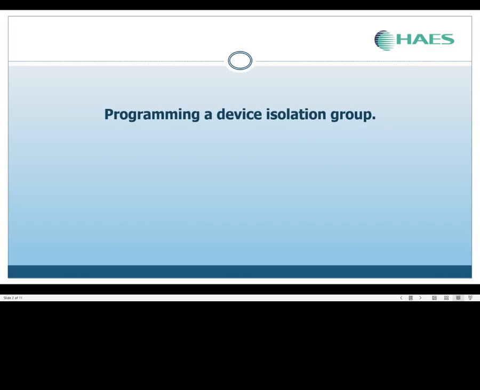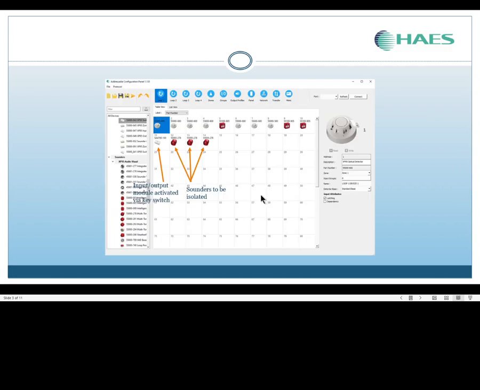In this video, we will show how to program a device isolation group on our Esprit configuration software. In this example, we use the input of this input-output unit at address number 11 here to isolate these three sounders shown here on addresses 12, 13 and 14.